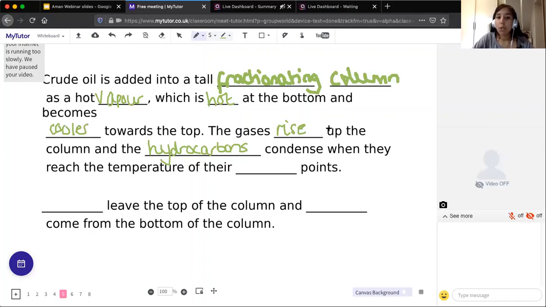But because you're cooling it down, it becomes a liquid instead of becoming a gas. So it's about whether you're heating or cooling it. So it's a boiling point. Well done.